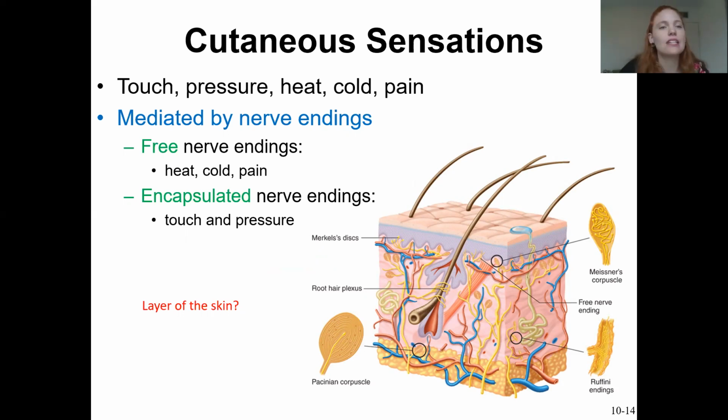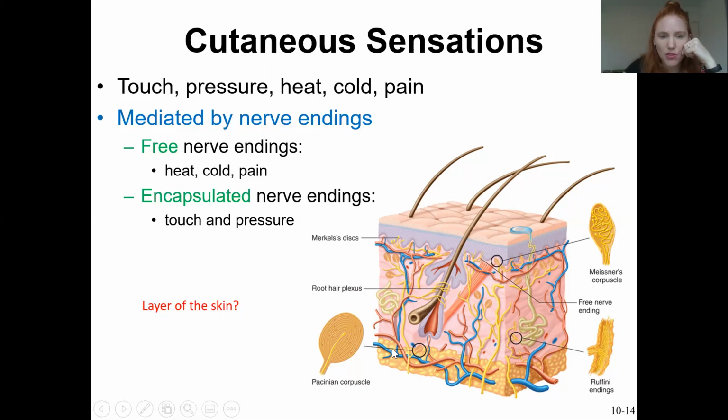So cutaneous as in skin. So those are things like sense of touch or pressure or changes in temperature or pain receptors. And they're going to be mediated or sensed by sensory neurons, and there are 2 different types of sensory neurons. You have free nerve endings. Free nerve endings means that the dendrite ends are free, and encapsulated means that they're covered with layers.